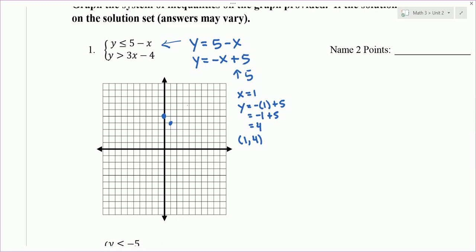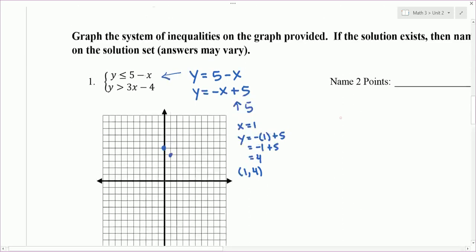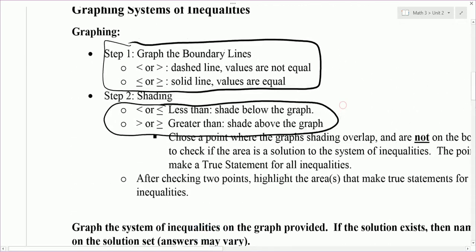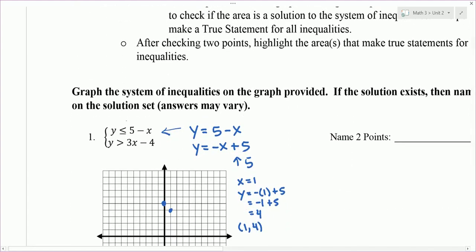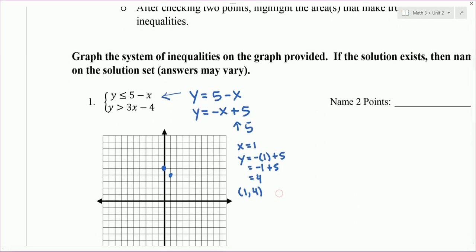This is the point where we've got to stop and say, okay, it's not an equation. I've got to go back up and ask the first question. So question 1, is it going to be dashed or solid? So we look at our symbol. We have a less than or equal sign. Because it has that equal, it's going to be solid. So we graph it just as is.